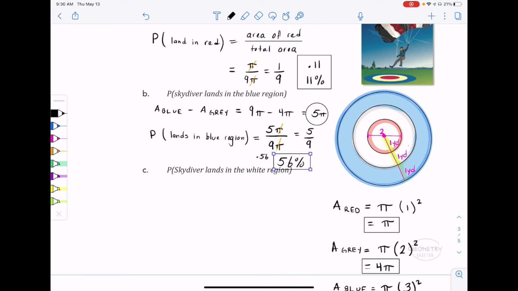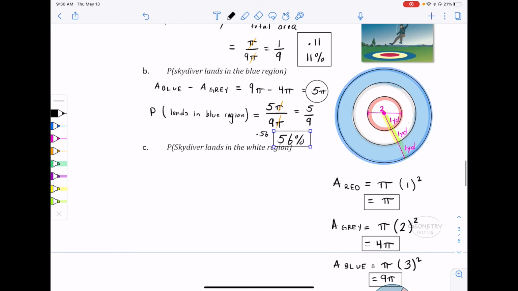And what is the probability that the skydiver lands in the white region? So that was where I used my gray highlighter. Once again, just landing in the white region means we need to eliminate that red circle. So we need to find the area of the gray circle, which we already found, minus the area of the red circle to get just the outer white circle where the skydiver could land. So this would be 4 pi minus pi, which leaves us with 3 pi.